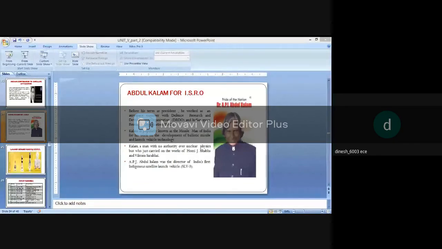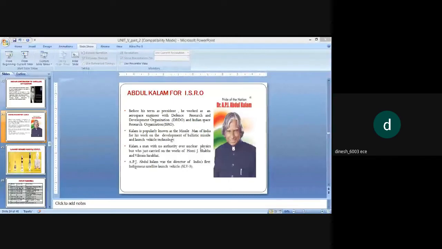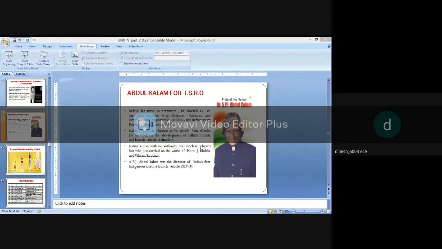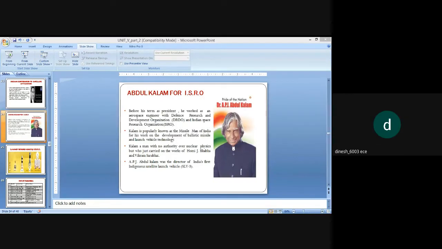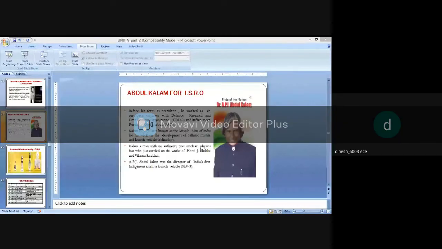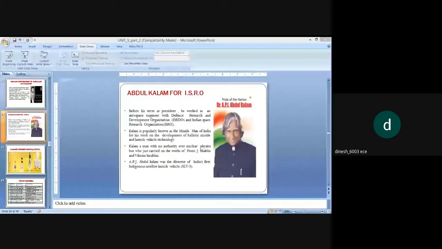Kalam, a man with no authority over nuclear physics, but just carried on the works of Homi J. Bhabha and Vikram Sarabhai. Dr. APJ Abdul Kalam was director of India's first indigenous satellite launch vehicle, SLV-3. So these are the different launches that were done by ISRO: SLV, ASLV, PSLV, GSLV MK1 and 2, GSLV MK3. Have a view on these five different launch vehicles, then we proceed further.